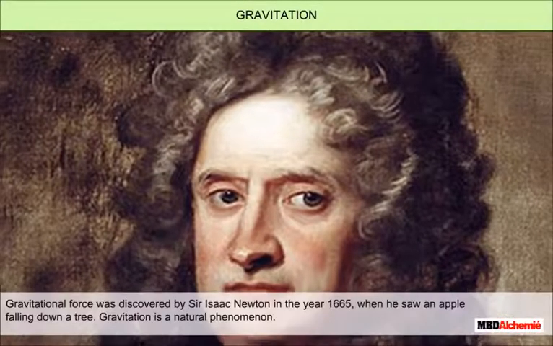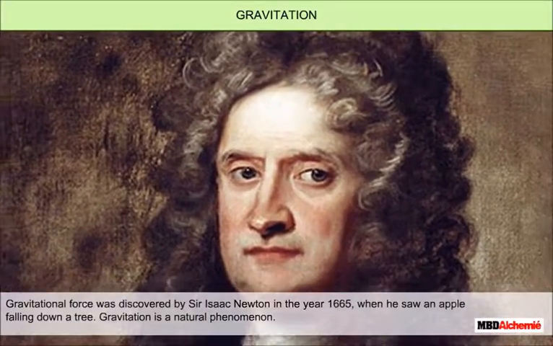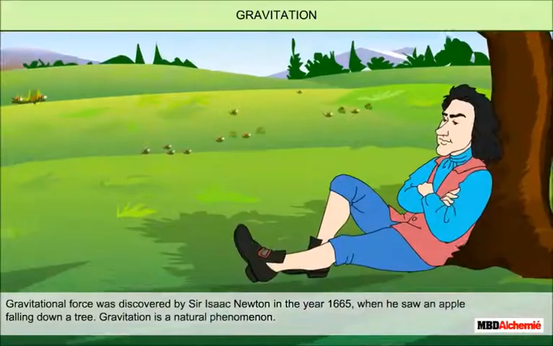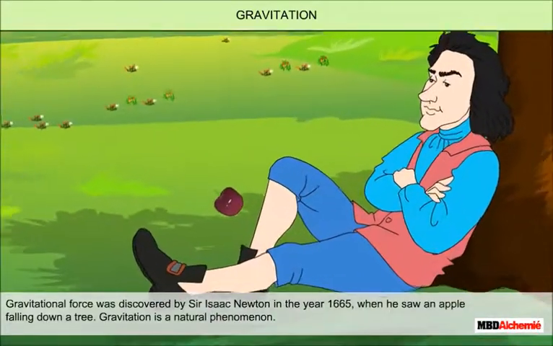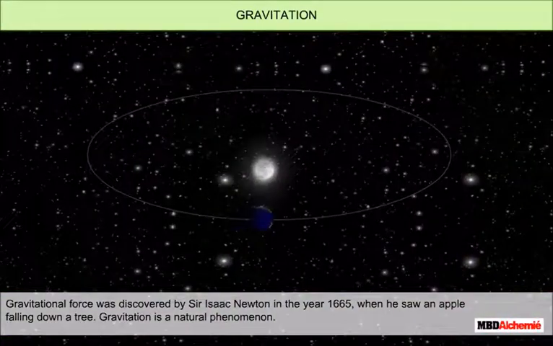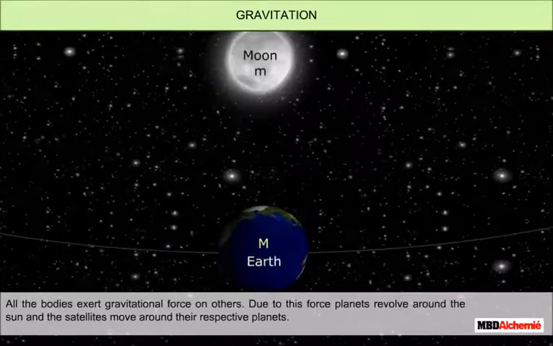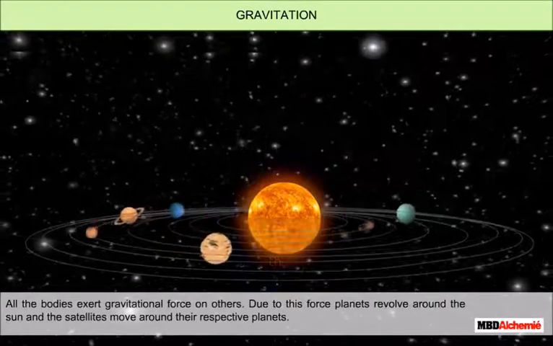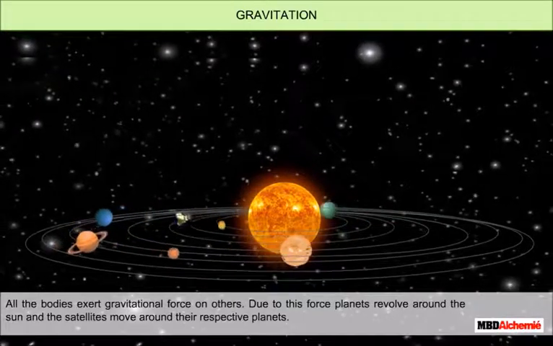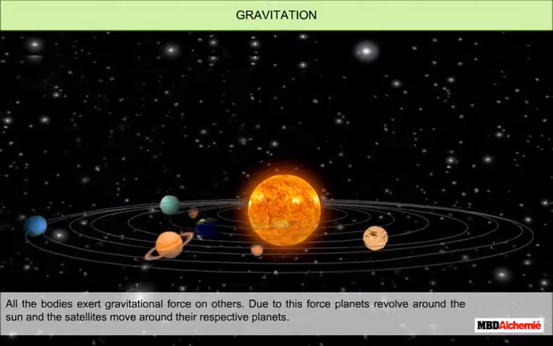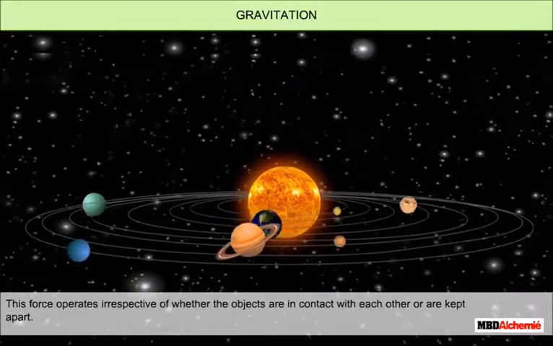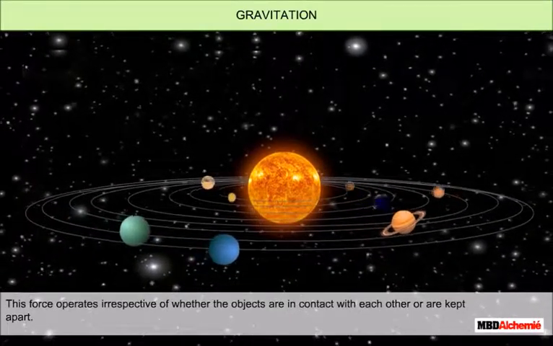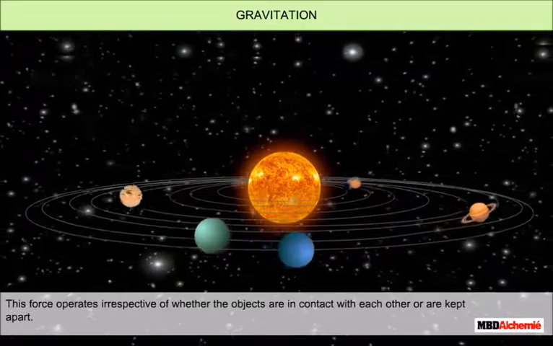Gravitation. Gravitational force was discovered by Sir Isaac Newton in the year 1665 when he saw an apple falling down a tree. Gravitation is a natural phenomenon. All the bodies exert gravitational force on others. Due to this force, planets revolve around the Sun and the satellites move around their respective planets. This force operates irrespective of whether the objects are in contact with each other or are kept apart.